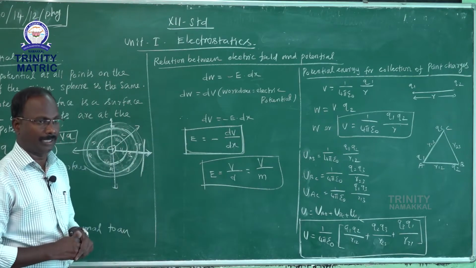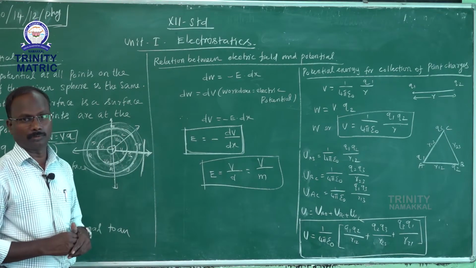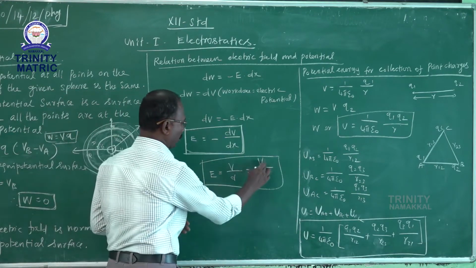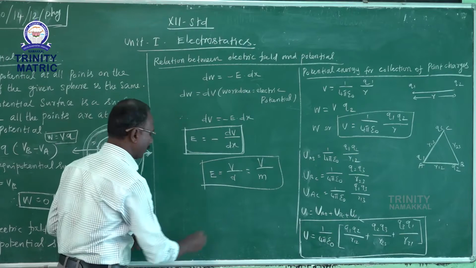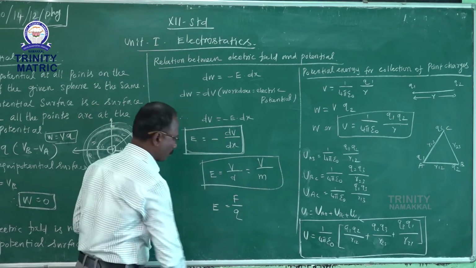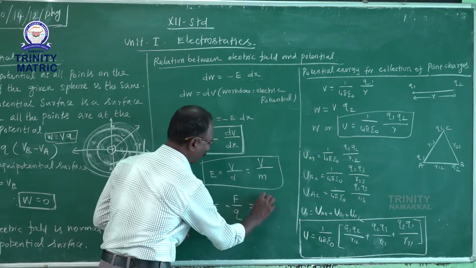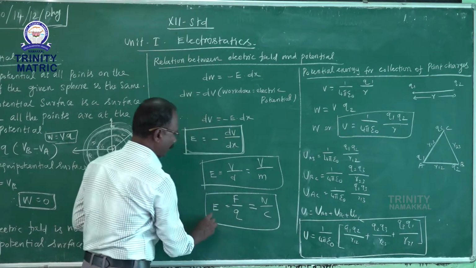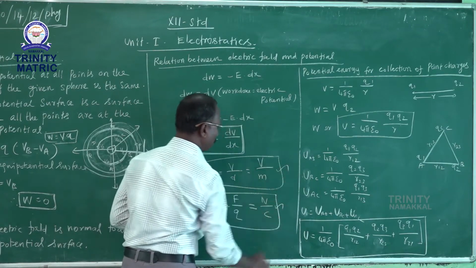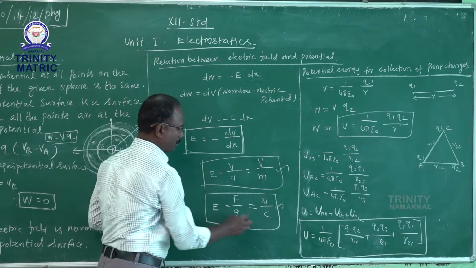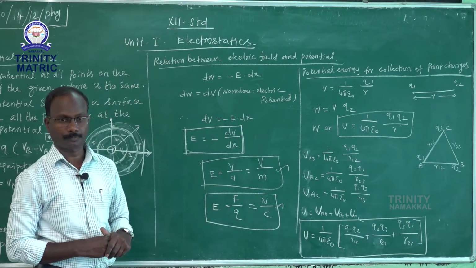We already saw this in the beginning. Electric field has two units that are the same: one is Newton per coulomb, another is volt per meter. We already saw the formula E is equal to F by Q, which gives Newton per coulomb. So the electric field is expressed in two units, volt per meter and Newton per coulomb.